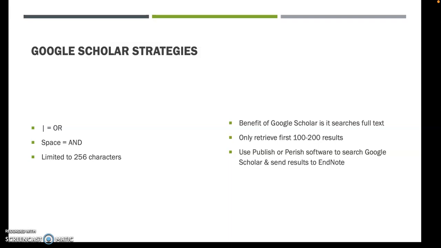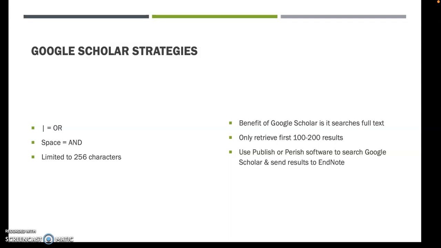And a space, not the word space, but actually putting a space in your search, represents an AND. So you use that between your concepts. You are limited to 256 characters, so not words, but characters. If you want to, you can use some kind of software online to count how many characters you have when you're doing your search, but just be aware you are limited to 256 characters.